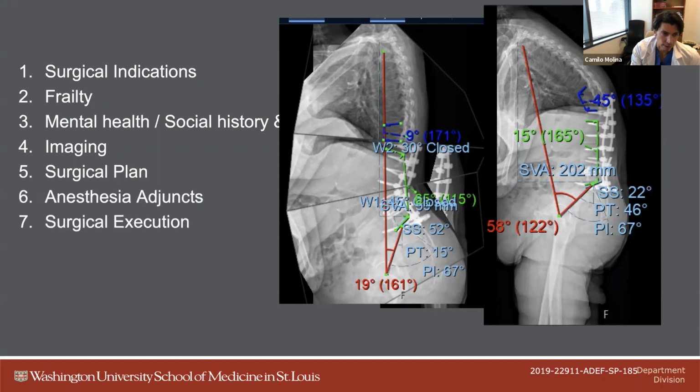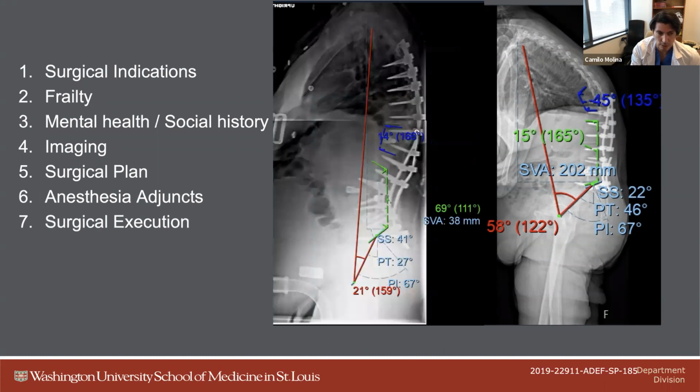Again, we don't have to go through the anesthesia adjuncts of the surgical execution portion as we just did, but this is what we finished with. Didn't get quite down to 9 degrees at her proximal junctional kyphosis, but I took her from 45 degrees to 14 degrees there. I took her from 15 degrees of lumbar lordosis to 69 degrees of lumbar lordosis, and to a T1 pelvic angle of 21 degrees, not quite the 19 degrees that I was shooting for, but still, I think a very dramatic correction for how poorly she used to stand.